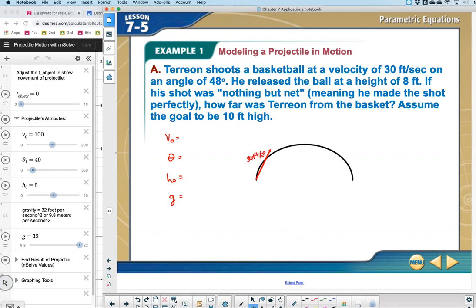And the initial velocity leaving his hand, as he's shooting it, is 30 feet per second. I know those don't match up perfectly, but we're going to say that. I'm giving you a physics drawing over here. These are the values we're going to type in. It says this angle is 48 degrees.